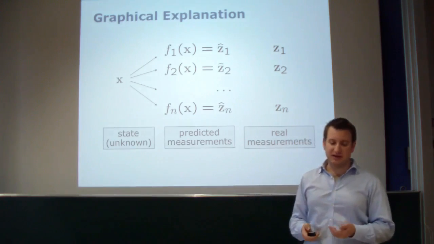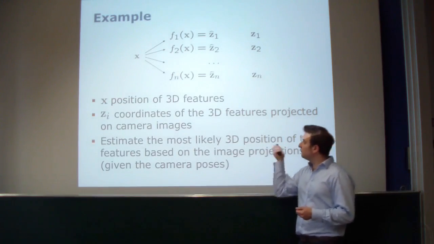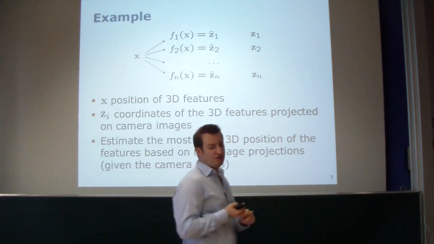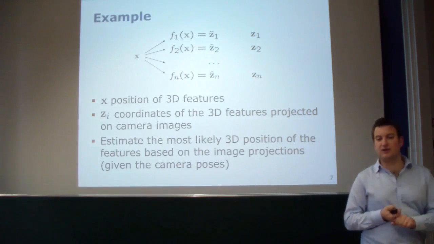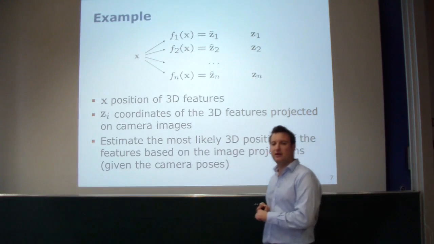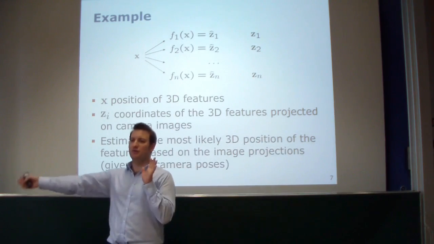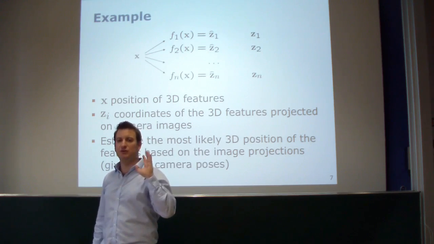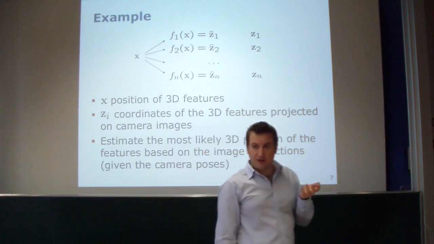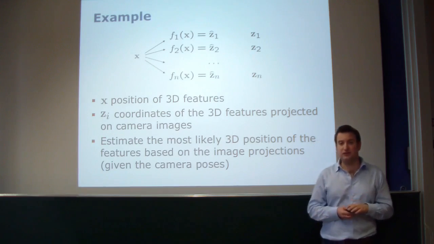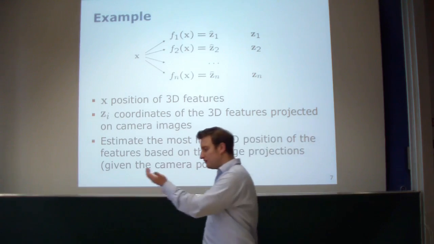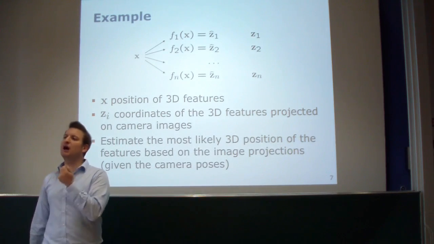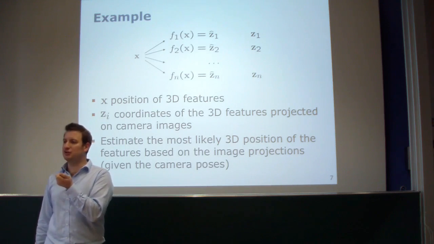Okay, so one more concrete example. Let x be the position of 3D features in the environment that we can observe with the camera. And let z_i be the coordinates of the 3D features projected on the camera images, a projection from 3D to 2D. This is what we measure, the location of these features in my image. And then the goal could be to estimate the 3D positions of those features in space so that the projection error is minimized, so that the projections the features generate are as close as possible to the projections that I actually measure.